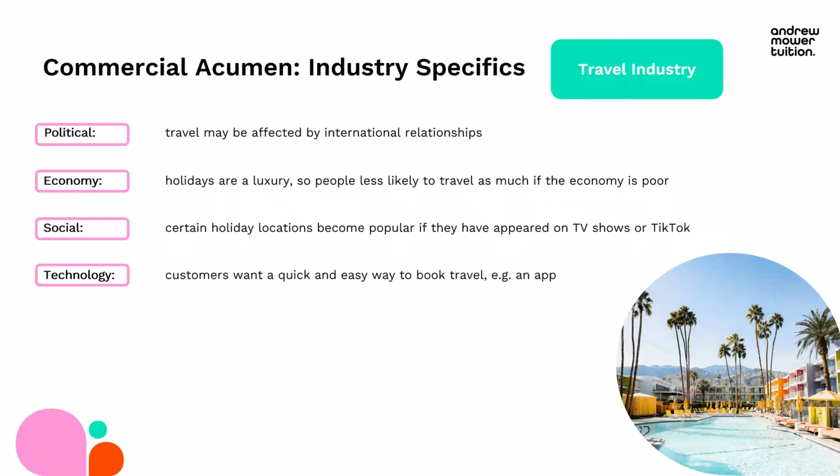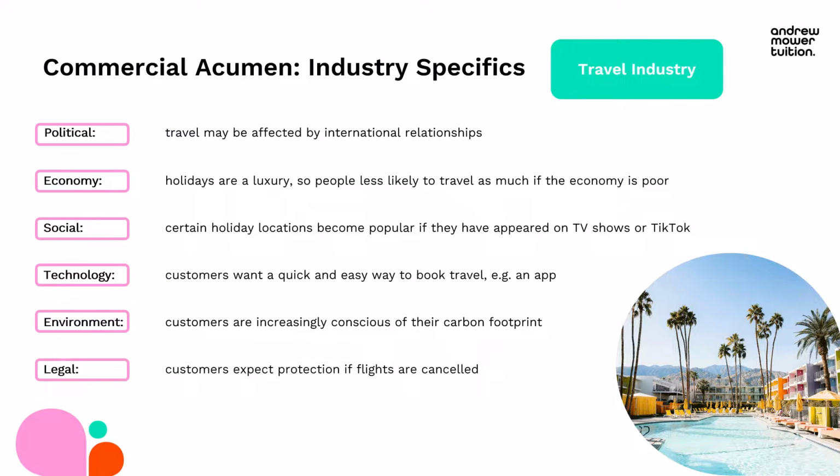Technology. So how do people book their holidays? Is there an app that's really quick and easy for them to use? The environment. The environment is nearly always something you can talk about in this exam. So they are becoming more and more conscious of carbon footprint. So something that we need to try and reduce where possible. And then also legal. So potential legal protection if flights are cancelled, for example. So loads of things you can talk about.